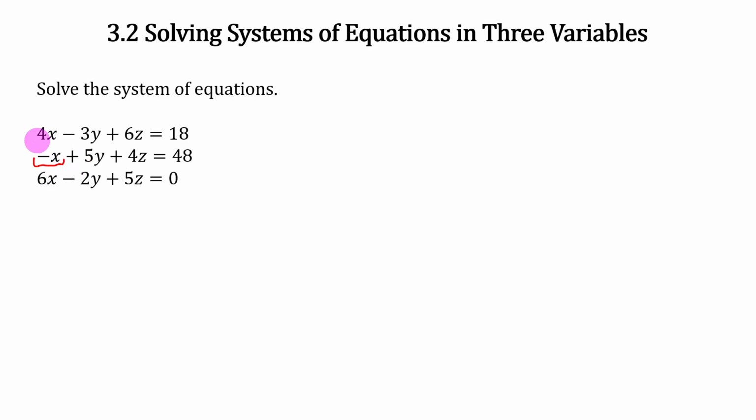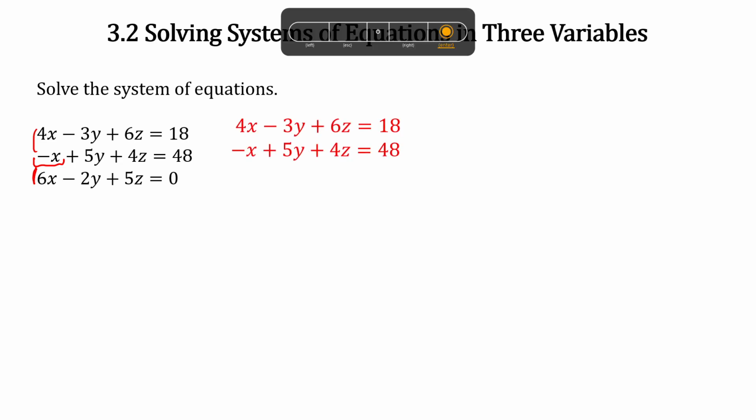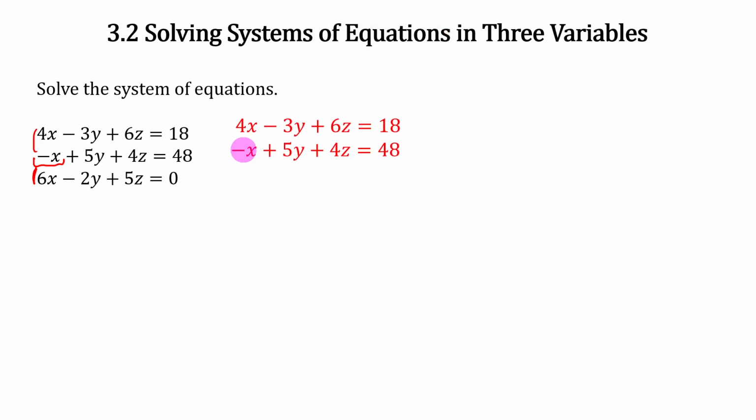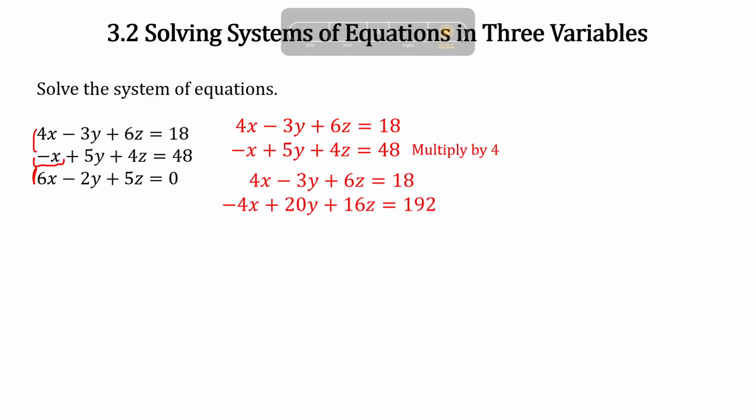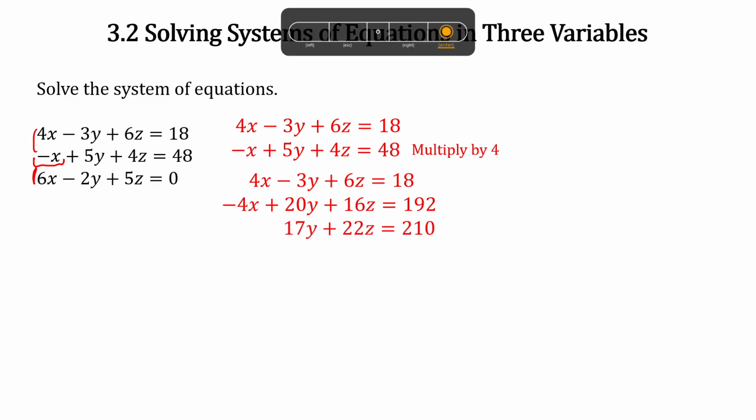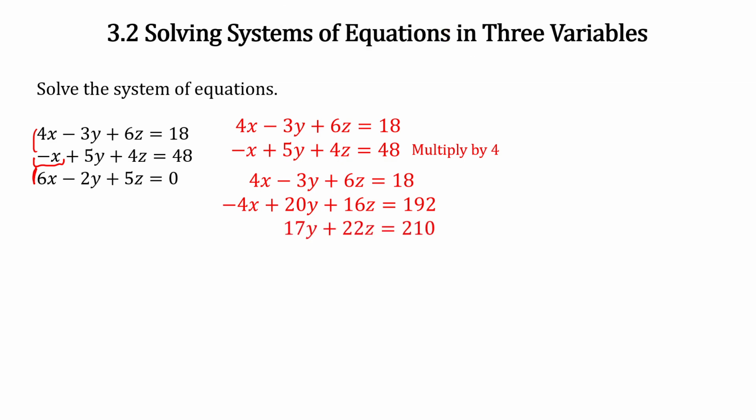You can start planning. I'm going to use these two, and then I'm going to use these two. We'll start with the top two. I want my x's to cancel out, so I'm going to multiply the whole thing by 4, so I get a negative 4x on the bottom. And so I'll get 17y plus 22z equals 210.